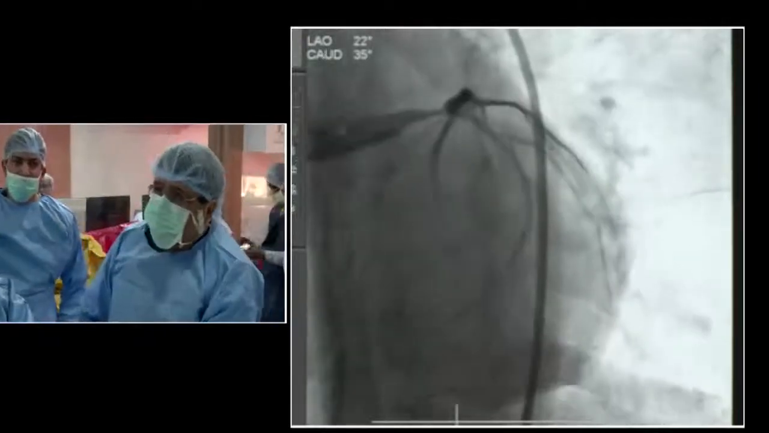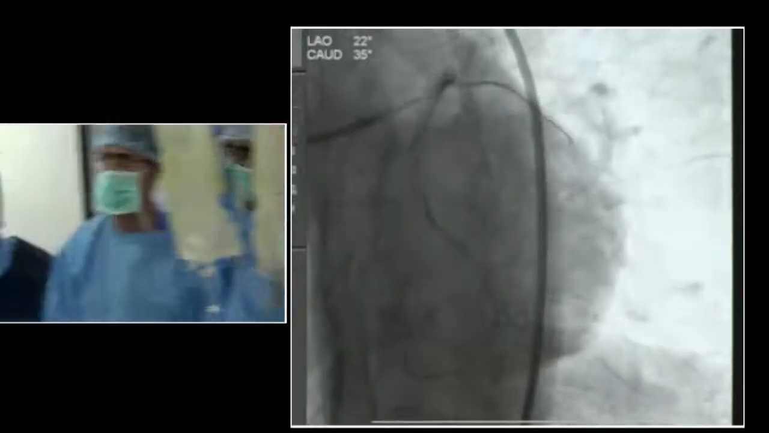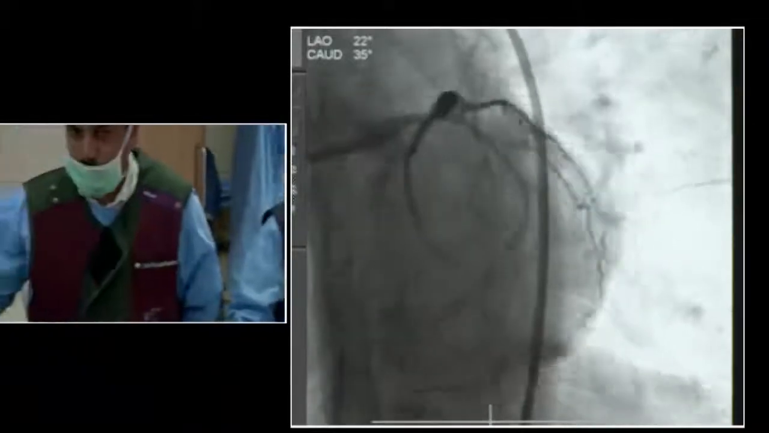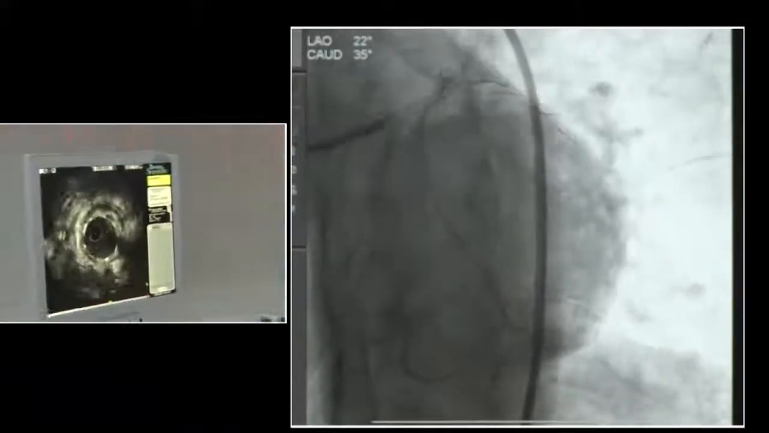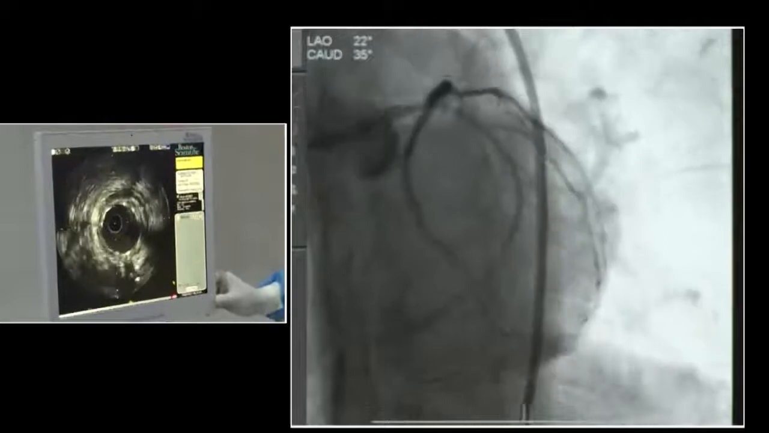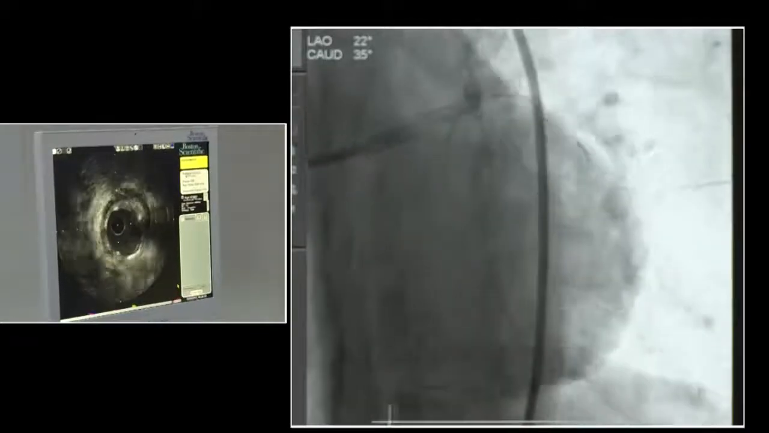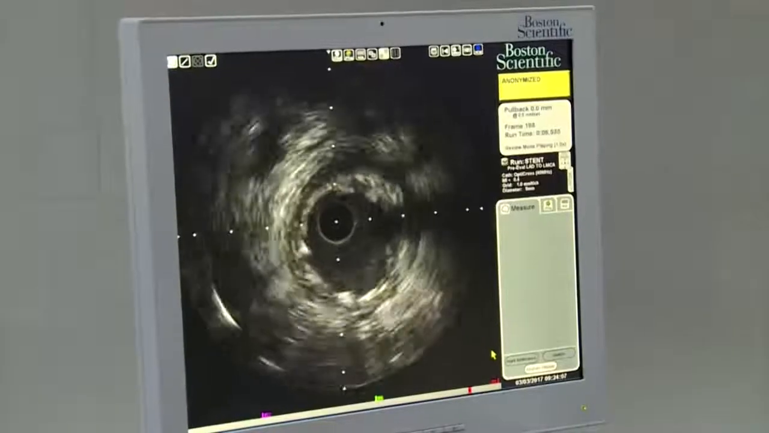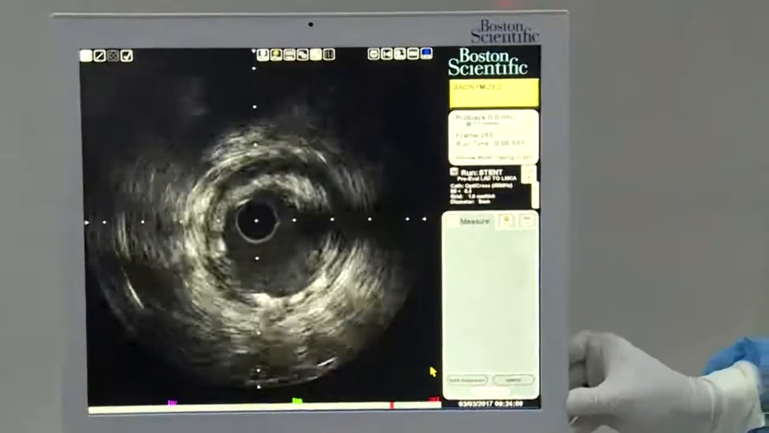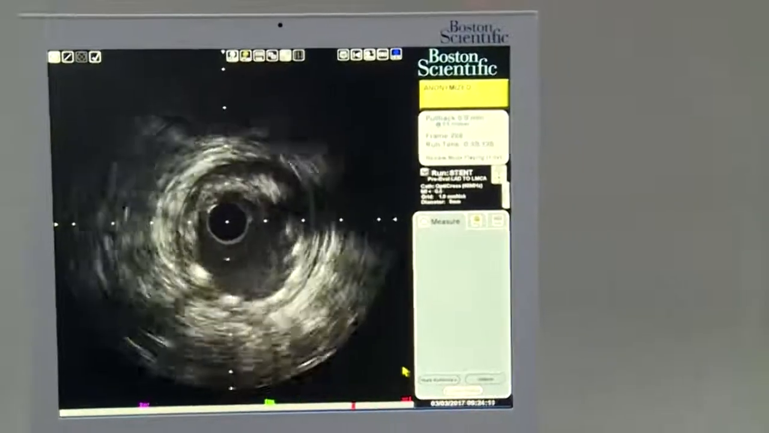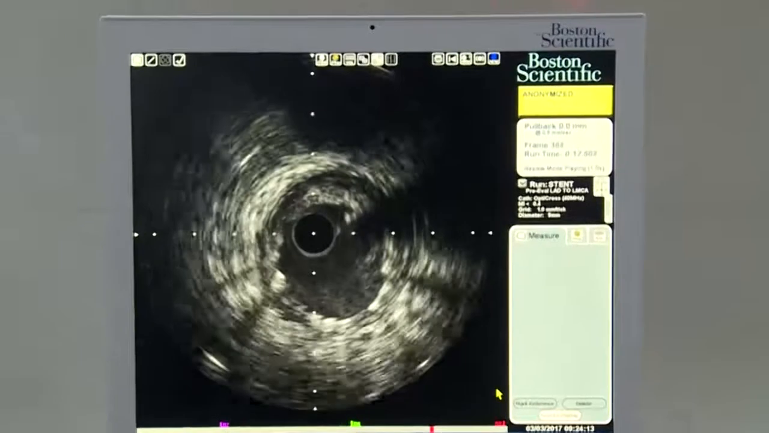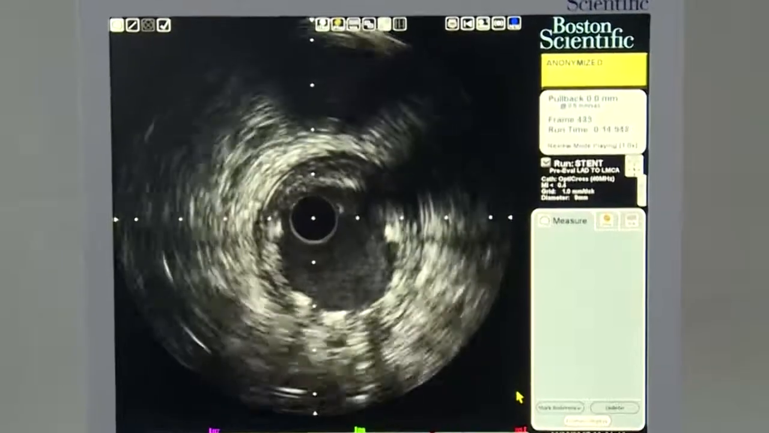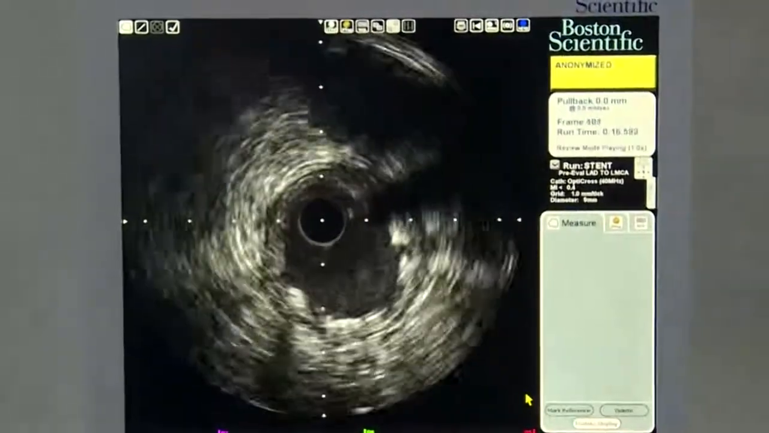Let's see the IVUS please. This is getting oblique. Cameraman should be straight. Yeah, can you see IVUS there please? Yes, very much. Dr. Yadav? Yes, sir. Can you see the IVUS? Yes, sir.